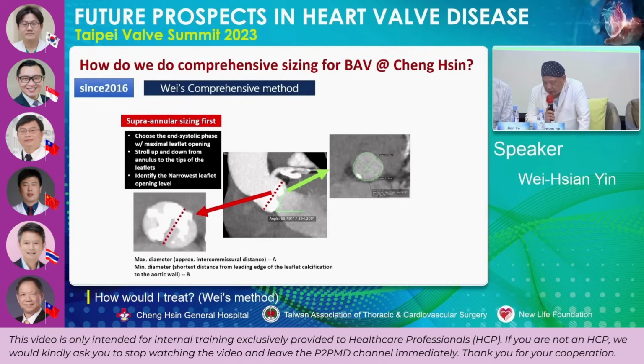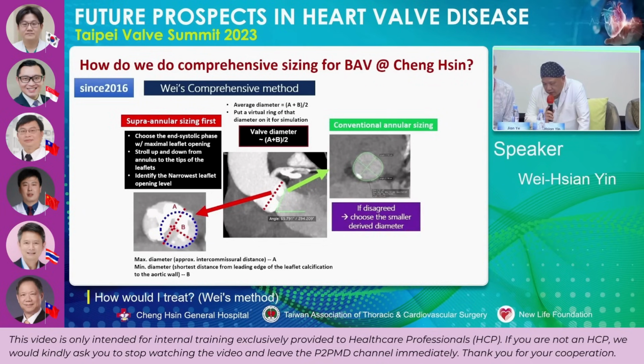And then the minimal diameter is from the leading edge of the calcium to the aortic wall. Then we divide them and obtain an average number. Then we make a virtual circle on this cross section to see if the valve fits or not. Then we do conventional annular sizing. If these two measurements disagree, we choose the smaller one because we want everything to be safe.